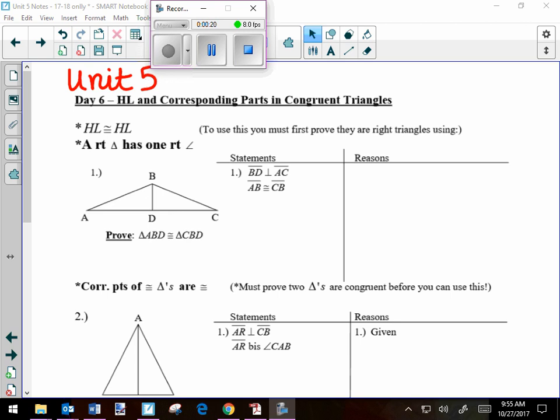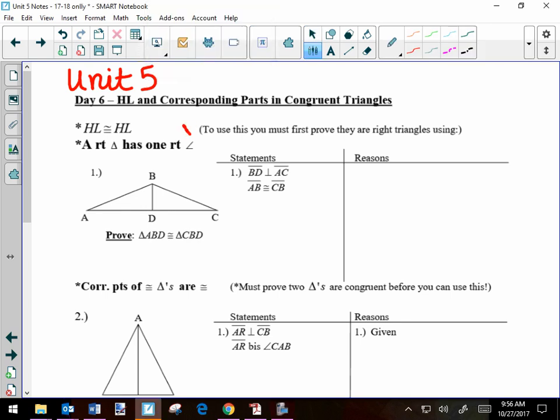We talked briefly about hypotenuse leg a few days ago, when we talked about how hypotenuse leg is its own special circumstance because you don't have a hypotenuse and leg in a triangle if your triangle is not a right triangle. And you will see that that's exactly what's being mentioned here, that you have to have a right triangle in order to prove that your triangles are congruent by hypotenuse leg.